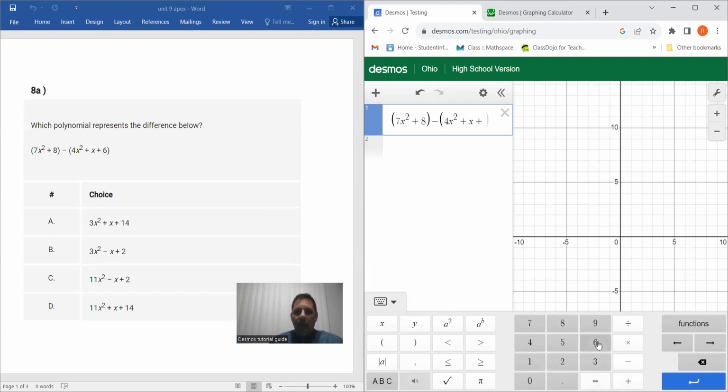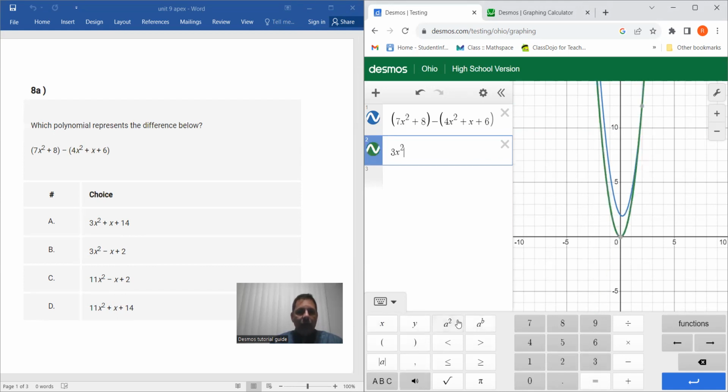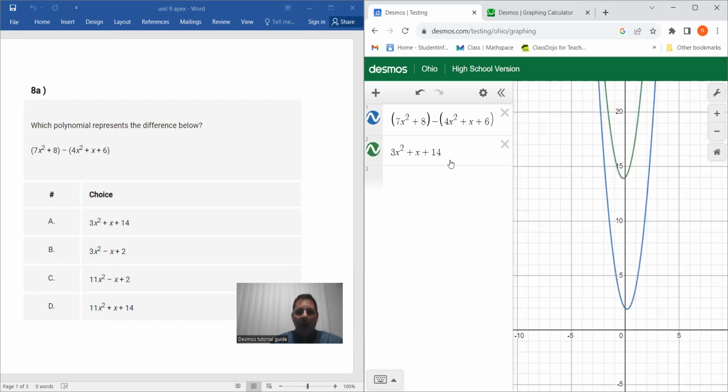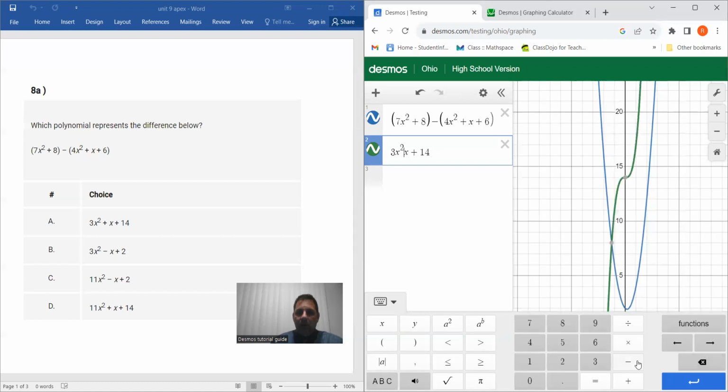And when we do that, we get a graph. We're now going to systematically start putting each of these in until the graphs match. So let's see what the first choice shows. 3x squared plus x plus 14. And notice it's way up there, not the same graph. Now to save time, I'm not going to exit out. I'm just going to switch that plus to a minus and change the 14 to a 2.